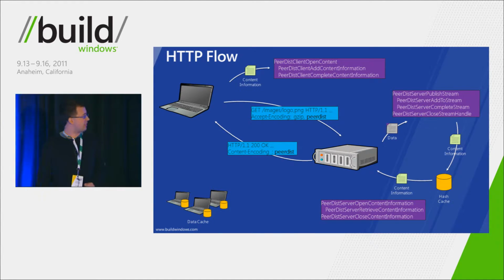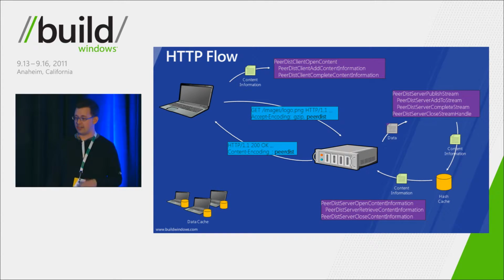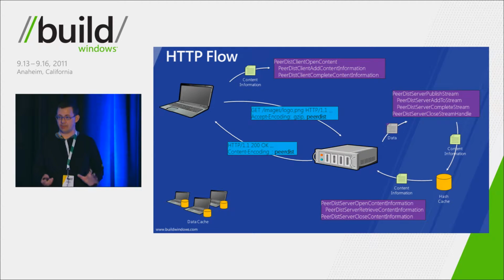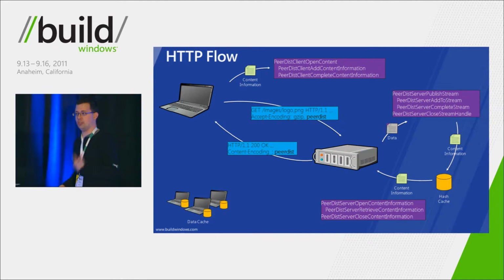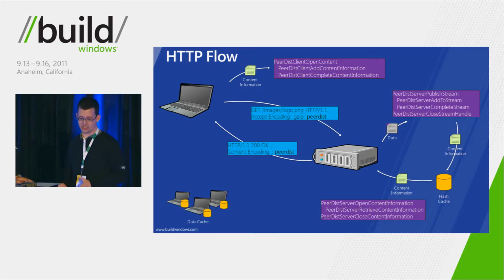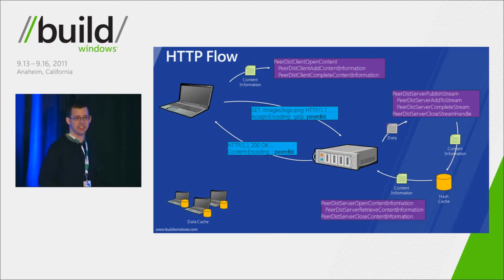So the first step that the client is going to do after he's received this HTTP response, he's going to take that content information and call peer-dist client open content. That opens up all the data streams associated with this particular download. He's going to call add content information and keep pushing that content information structure into BranchCache, and call complete content information once he's done. Now, once you've done this, BranchCache has all the information it needs in order to search for that content within the branch itself.